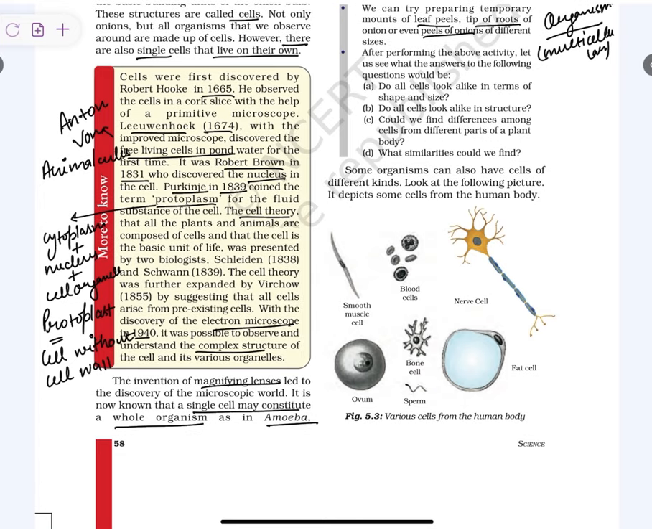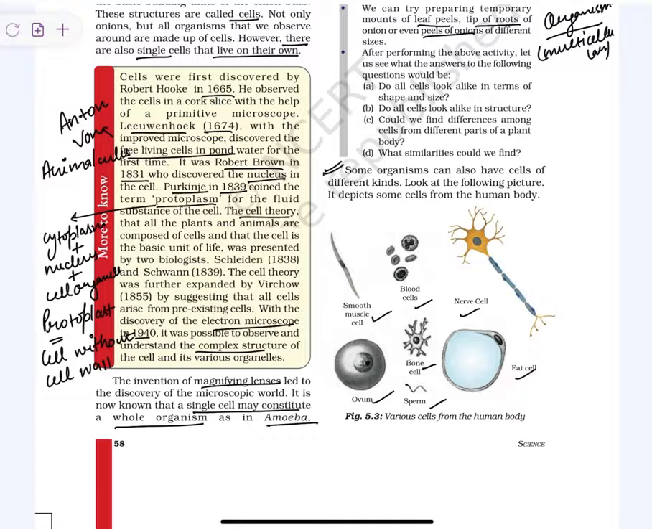Now, organisms can also have cells of different kinds. As we said, different parts of the plant have different cells. Their shape and size vary. We can take the example of the human body as well. In the figure it is given: smooth muscle cell, blood cell, nerve cell, bone cell, sperm, fat cell, ovum.